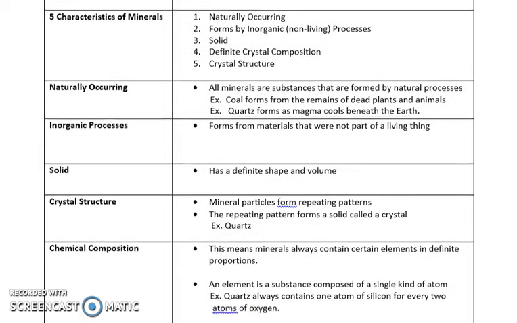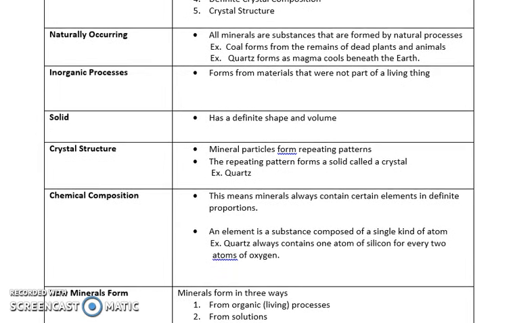It has a chemical composition. This means minerals always contain certain elements in definite proportions. An element is a substance composed of a single kind of atom. This is a review from chapter 8. Example, quartz always contains 1 atom of silicon for every 2 atoms of oxygen.